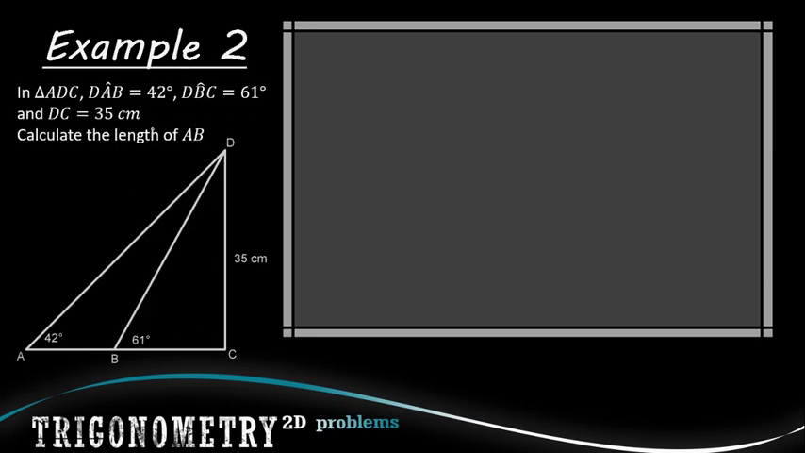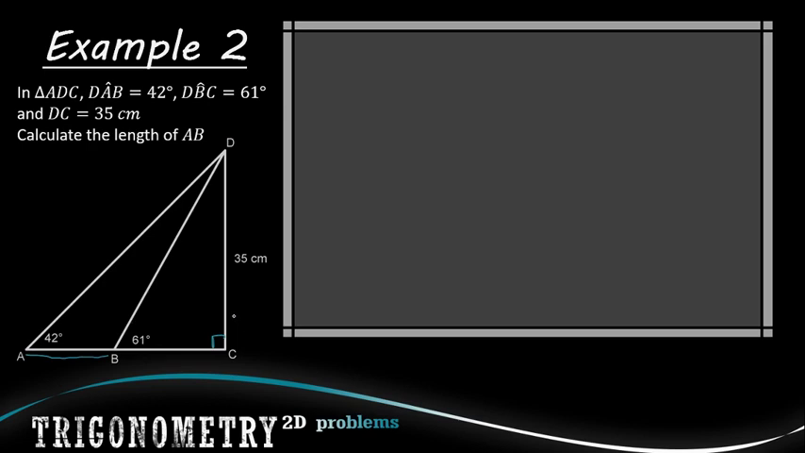Right, now for example 2, in triangle ADC, DAC is 42 degrees, DBC is 61 degrees, and the length of DC is 35 centimeters. Calculate the length of AB. Now the length we want to find is over here. And in this triangle ADB, we can't actually apply any trig ratios because it's not a right angle triangle. So the right angle triangles that we do have is DBC and the big one, DAC.